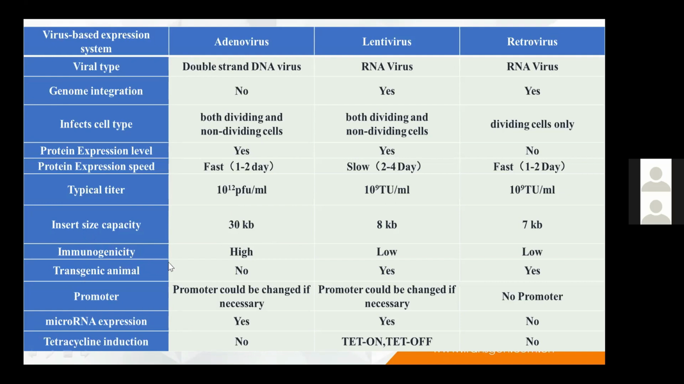But here, the immunogenicity of the adenovirus is very high. So in this case, when you do an animal experiment, we have to focus on the immunogenicity, because the whole systems maybe create a very high immune response. Maybe the adenovirus shows a little risk in animal tissues, in animal experiments.